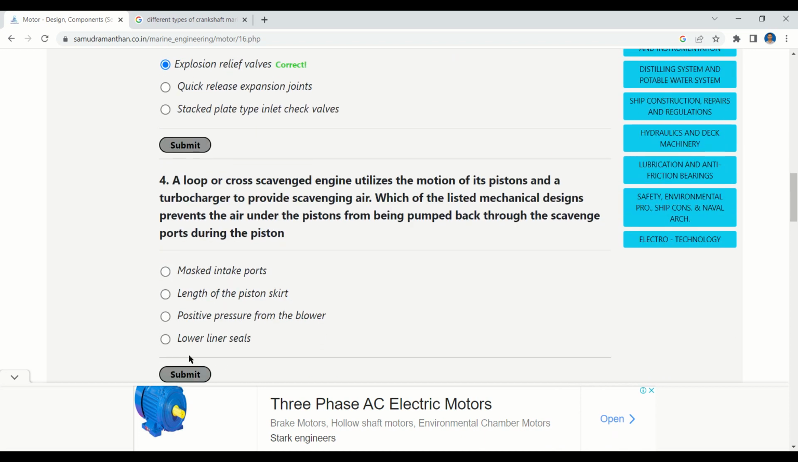Our next question is: a loop or cross scavenged engine utilizes the motion of its piston and a turbocharger to provide scavenging air. Which of the listed mechanical designs prevents the air under the piston from being pumped back through the scavenge ports during the piston stroke? And the options given are masked intake ports, length of the piston skirt, positive pressure from the blower, lower liner seals, and the correct option should be the length of the piston skirt.